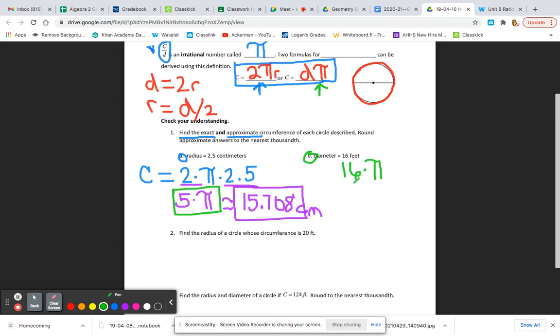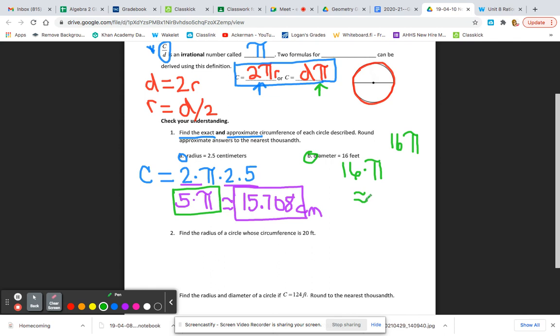And you don't have to have this dot in the middle. I'm just showing it so that you know it's there. But the exact answer would just be 16 pi. Okay. To get our approximate, we just multiply the 16 times the pi in the calculator.